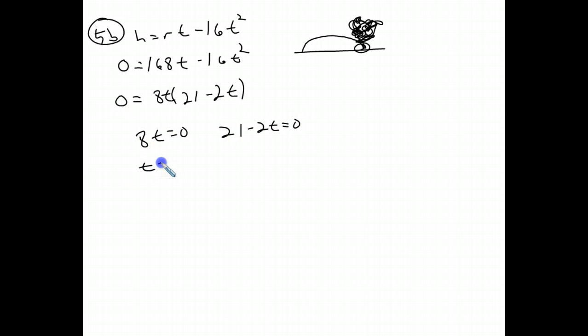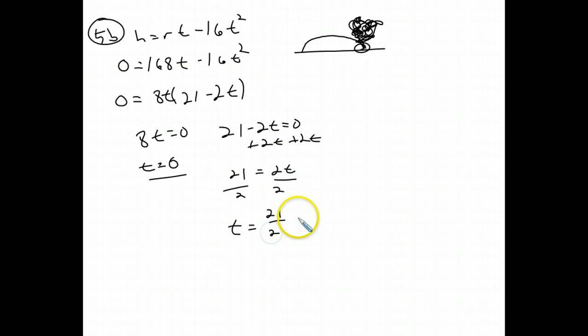So your first time will equal 0. Obviously that's when it left. It started at 0 seconds. That's when something begins, so that's when it's on the ground first. So this must be the time that it actually crashes. So if I add 2t to make it positive, I'll have 21 equals 2t, divide by 2 on both sides. So t equals 21 over 2, which is the same thing as 10.5 seconds.